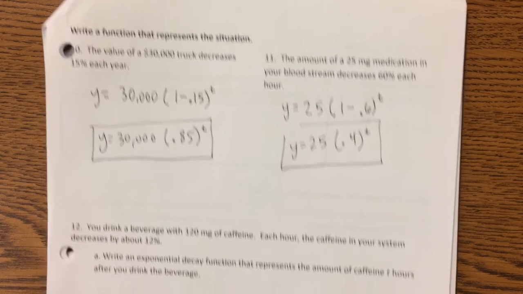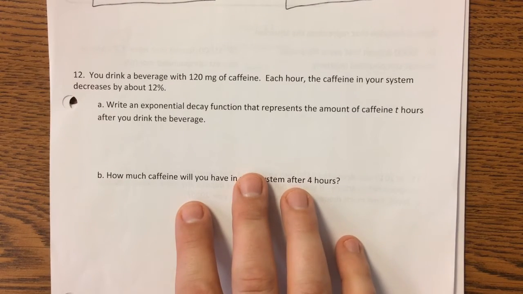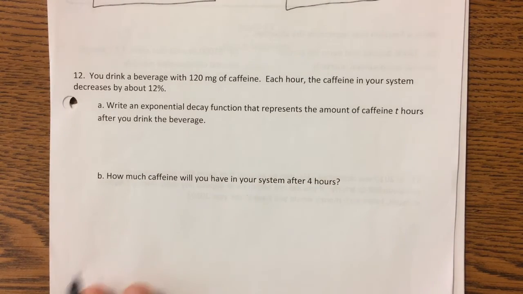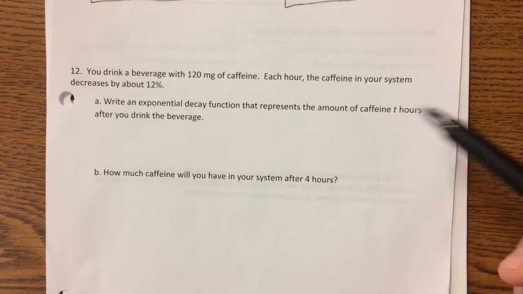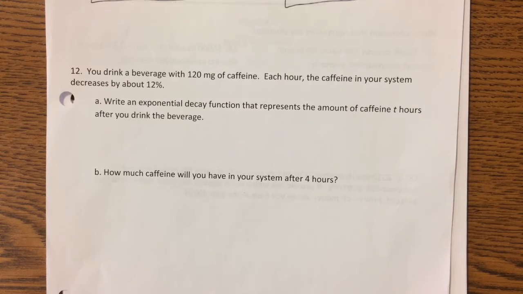Number 12 says you drink a beverage with 120 milligrams of caffeine. I could use something like that right now. Yeah? Anyone else yet? Each hour, the caffeine in your system decreases by about 12%. So it's an exponential decay. That makes sense, right? Drink your cup of coffee or soda or your energy drink or whatever. You feel that caffeine rush, and then it just sort of slowly drifts away, right? That's basically what's happening here.